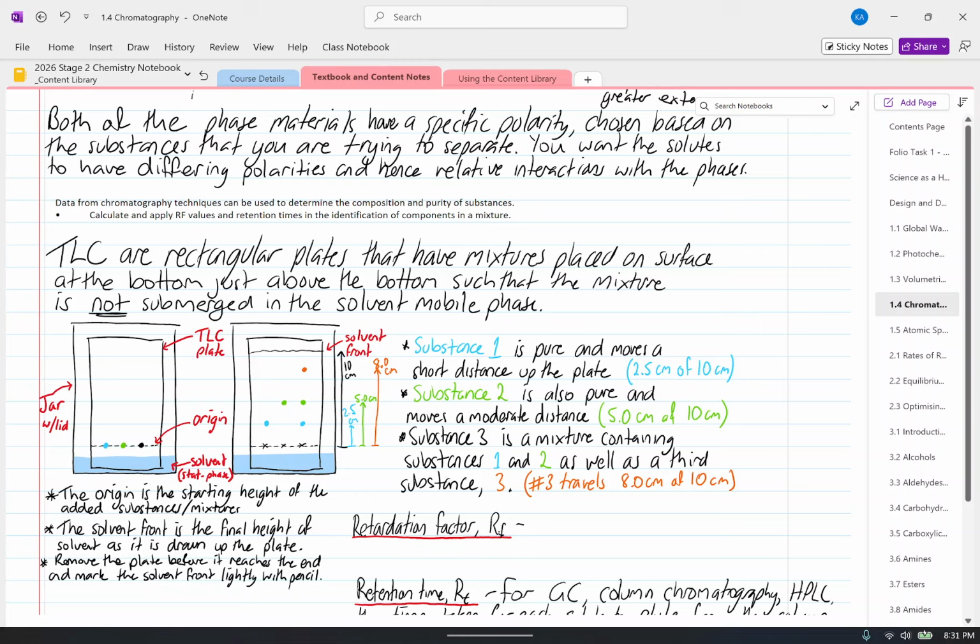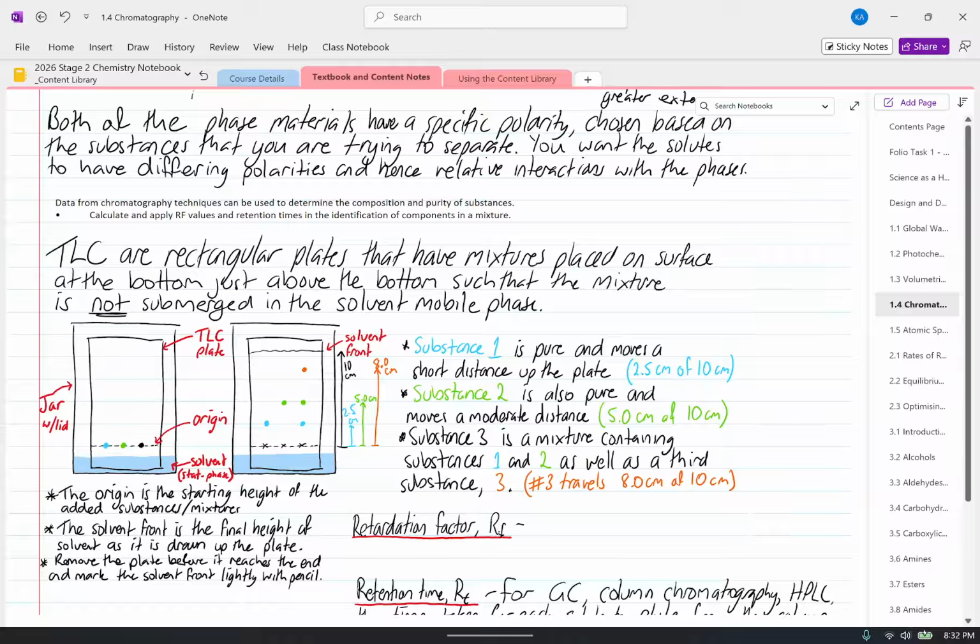Now, they are rectangular plates. You can actually cut them out of larger sheets. You place mixtures on the surface towards the bottom of the plate. You mark where those substances are. So, for example, you'll mark that with, say, a pencil, something that is not going to dissolve in your solvent or your mobile phase.